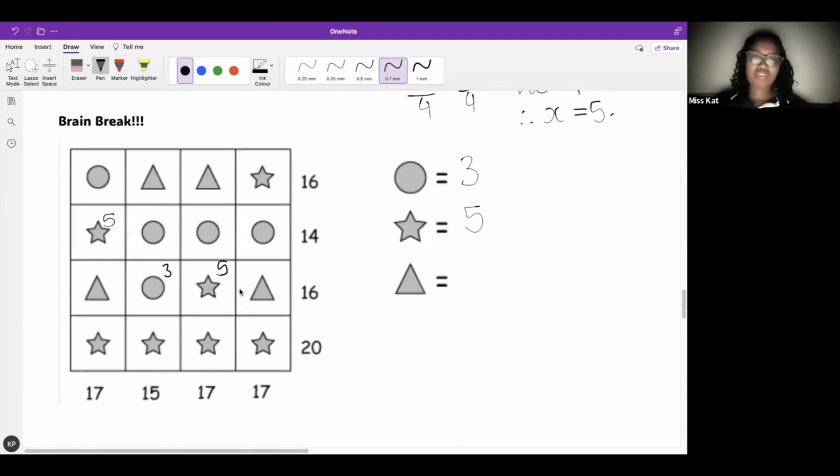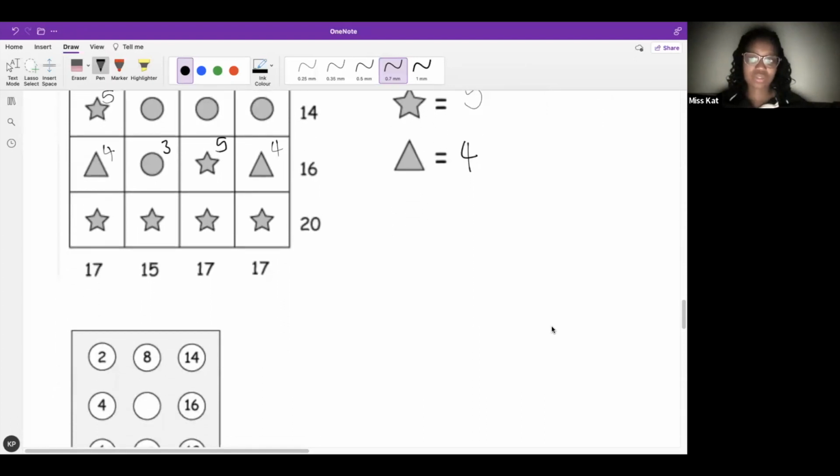Triangle is 4 because 3 plus 5 plus something gives you 16. So if you minus 8 from the 16, you'll be left with 8. And then that means each triangle is a 4. Woo! Did you guys enjoy that one? I hope you did. Let's go to the next one.